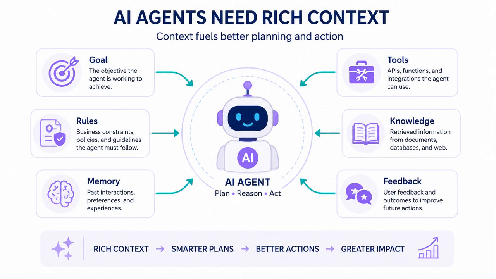Now let's look at why context matters for AI agents. AI agents do more than answer one question. They may plan, retrieve information, use tools, and take workflow steps. To do this reliably, they need context at every step. They need to know the goal. They need to know the available tools. They need to know business rules. They need feedback from previous actions. Without context, an agent may make poor or unsafe decisions.